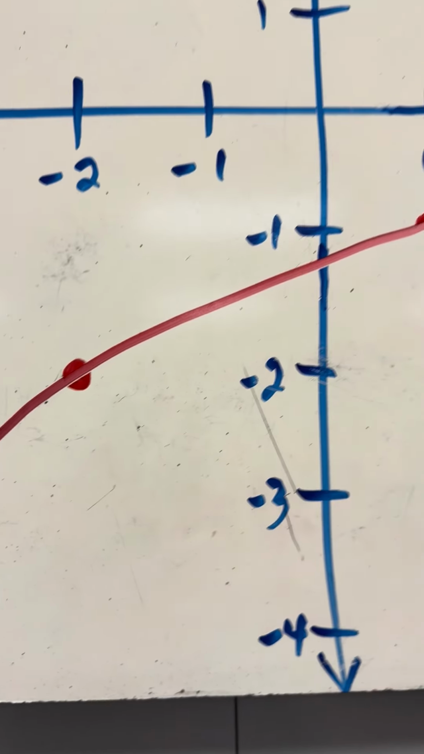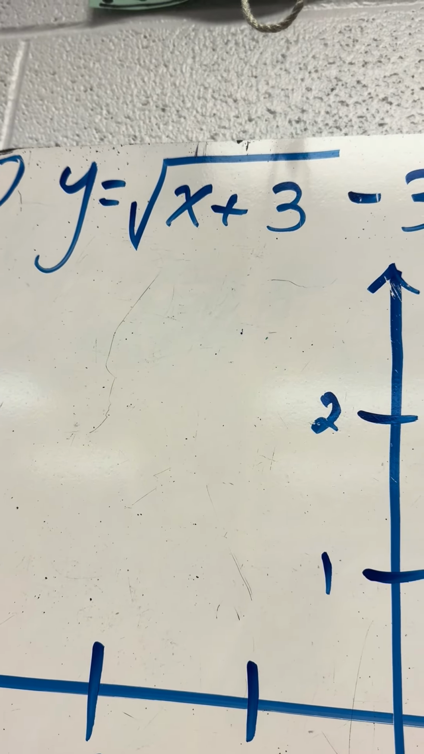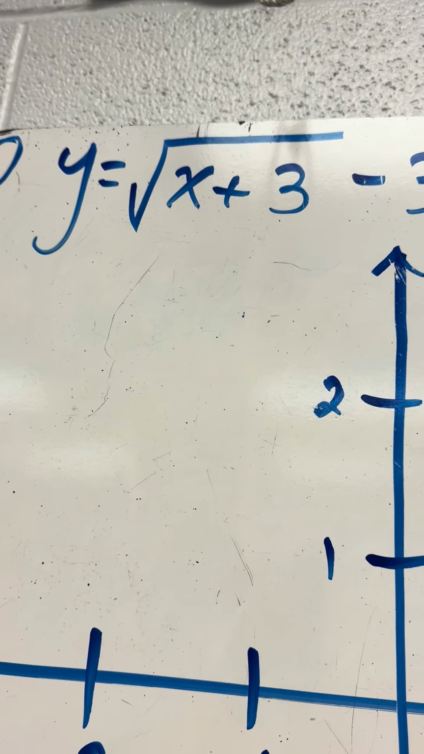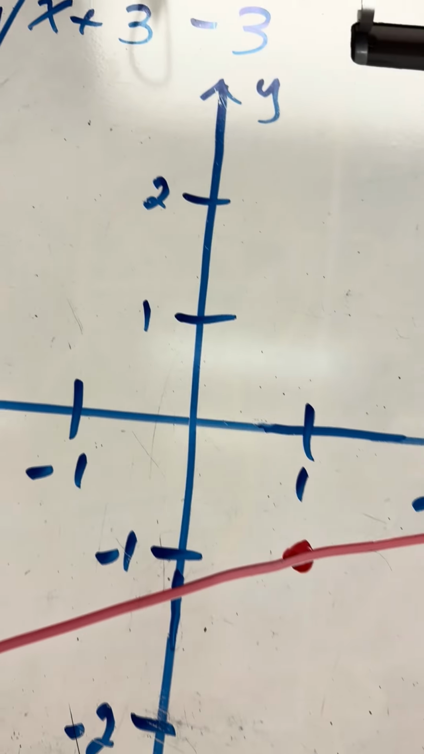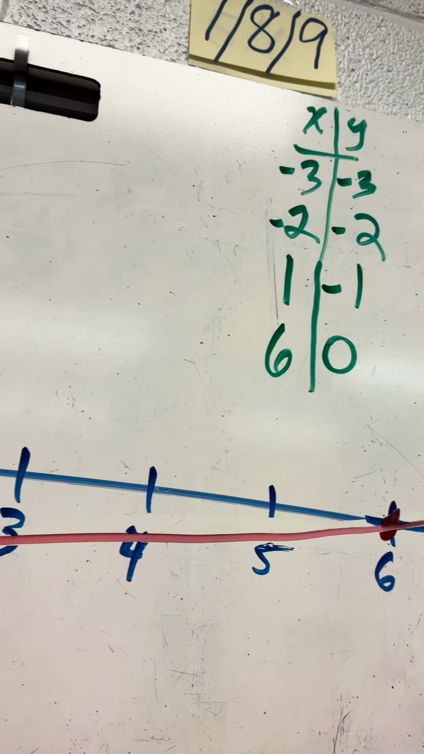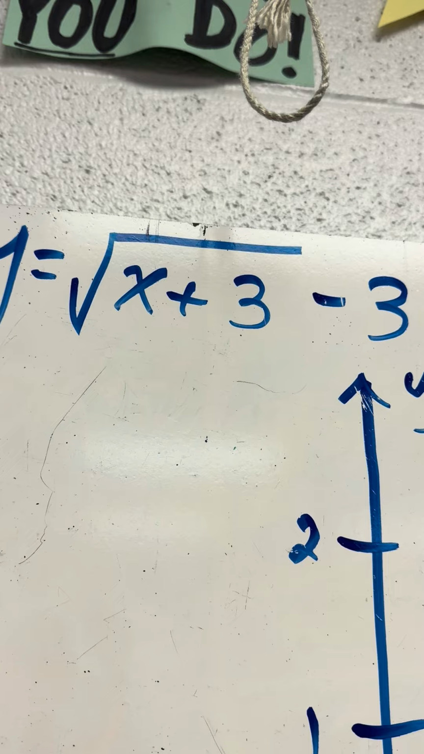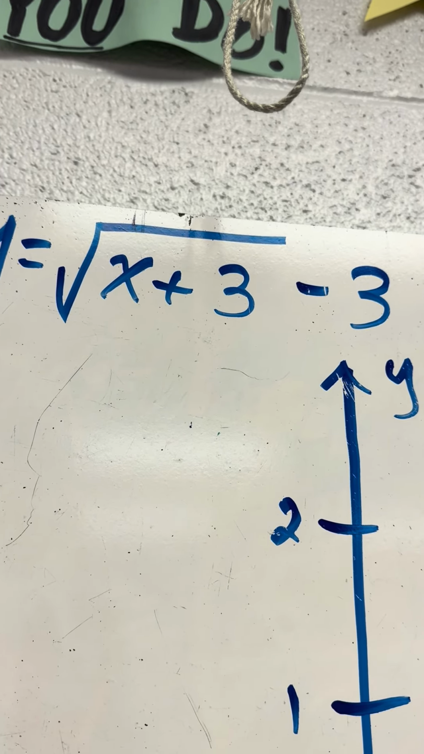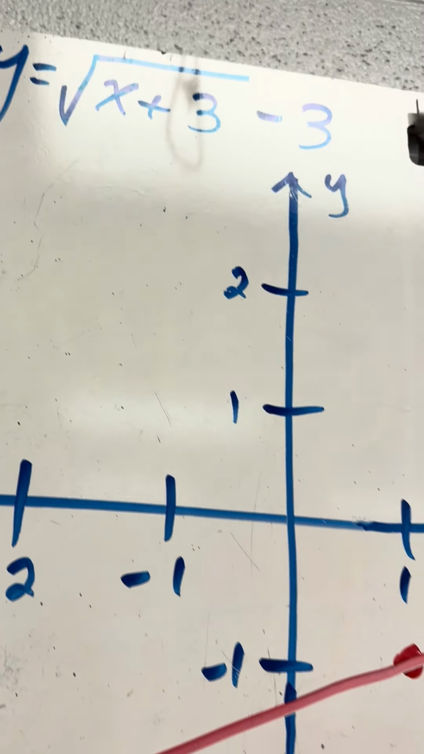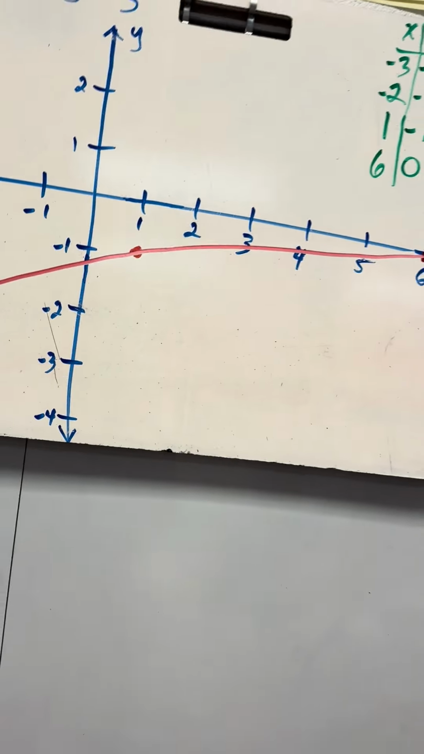Then I'm going to put in 1, because 1 plus 3 is 4. The square root of 4 is 2. 2 minus 3 is -1, so I have (1, -1). Then I'm going to put in 6, because 6 plus 3 is 9. Square root of 9 is 3. 3 minus 3 is 0, so I'm going to have (6, 0). And this is what my graph will look like.